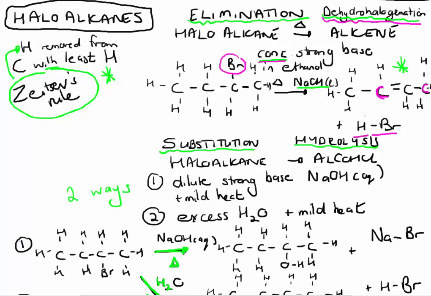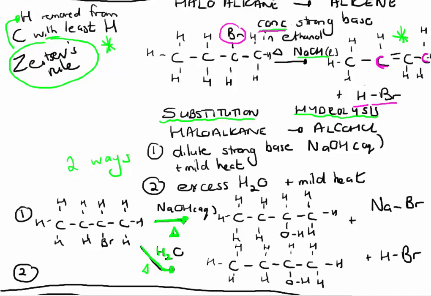Then we move on to the last type of reaction for haloalkanes, substitution. This is called hydrolysis. This is where a haloalkane forms an alcohol. We have 2 ways in which this can happen. The one way is if we have the addition of a dilute strong base, so NaOH aqueous, and mild heat.